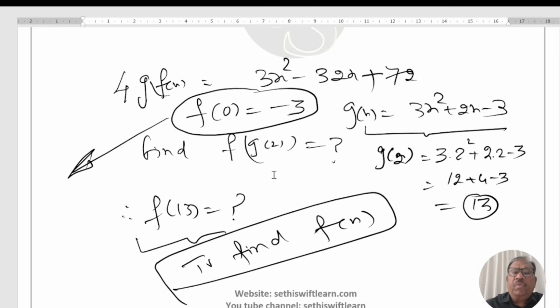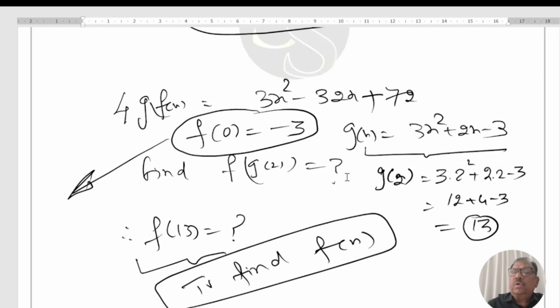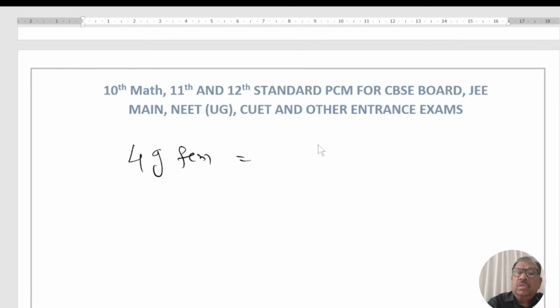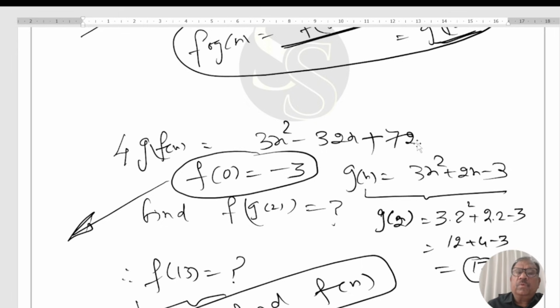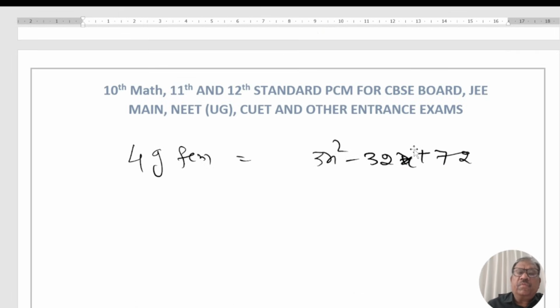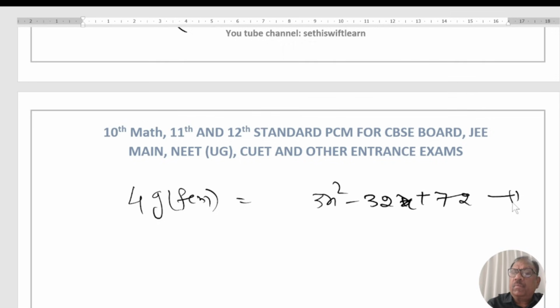Now, to find f(x), g(f(x)) is given to you: 4g(f(x)) equal to 3x square minus 32x plus 72. This is the composite function. Say this is equation 1.